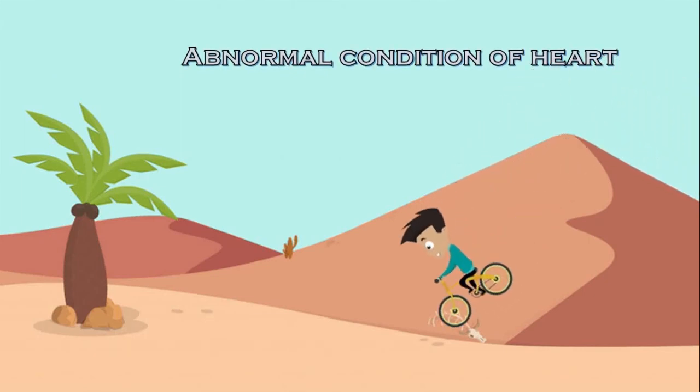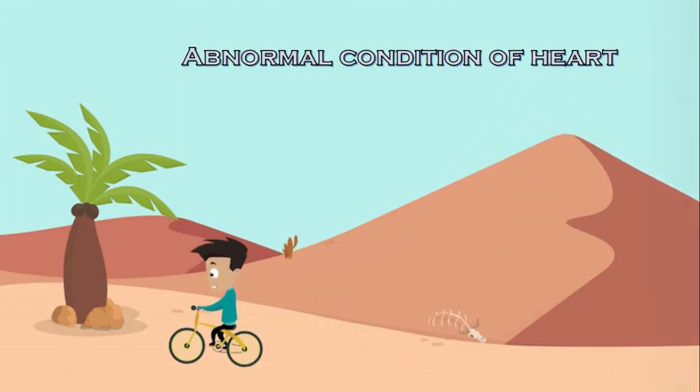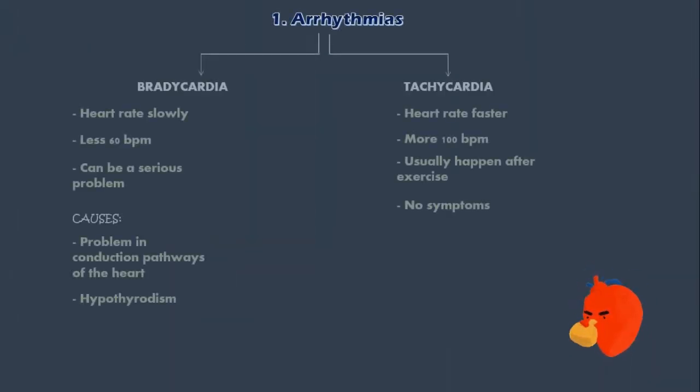Let's see what are the abnormal conditions of the heart. The first one is arrhythmias. They are divided into two types, which are bradycardia and tachycardia. Bradycardia is known as a slow heart rate. It is less than 60 beats per minute. As we know, at rest, people's heart rate is between 60 and 100 beats per minute.